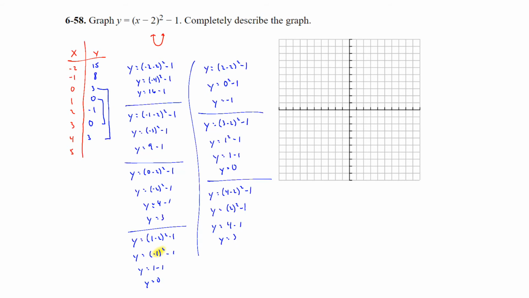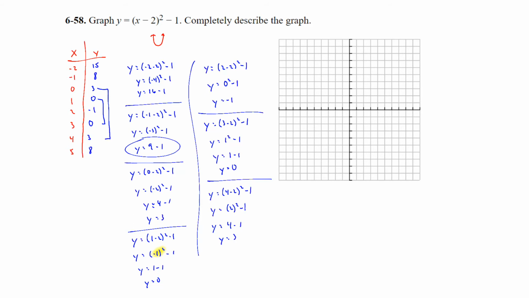What do you think is going to happen when you plug in 5? You will get 8 because you're going to get (-3) squared, which is similar to this one right here. Okay, so there is a pattern. It's not linear, though. It's not exponential either. There's a different pattern here. But that'll give us enough to plot the points that we need to.